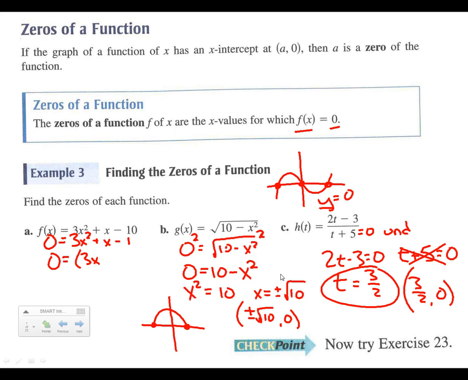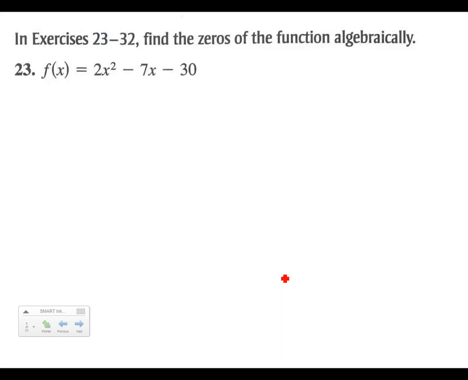Go ahead and try exercise 23 and see if you agree. All right, if you're ready for an answer, here we go. 0 equals, let's go straight to factoring. 2x and x. How do we multiply to 30 and get a difference of 7? How about 5 times 6? If we go 6 over here and 5 over here, we'll get 5. And we'll get negative 12, positive 5.